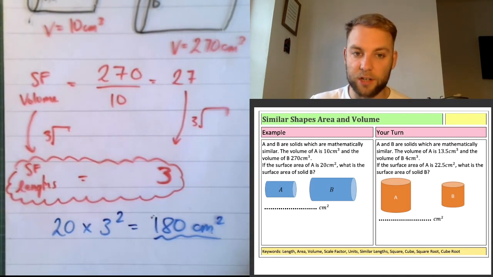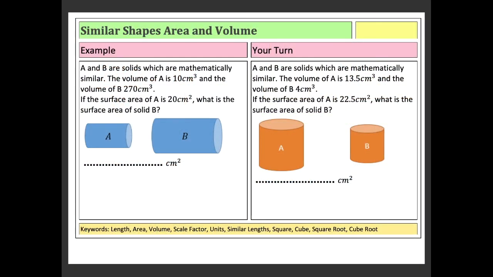This is the last question. As I said, these are tricky. They come up at the end of the GCSE paper. Usually worth about 3 or 4 marks.